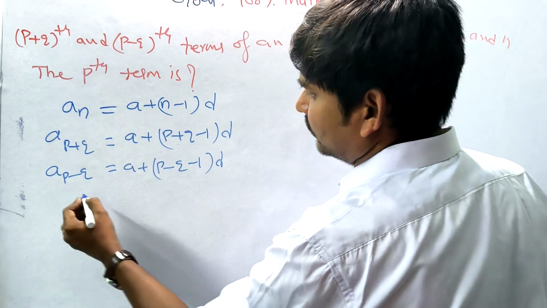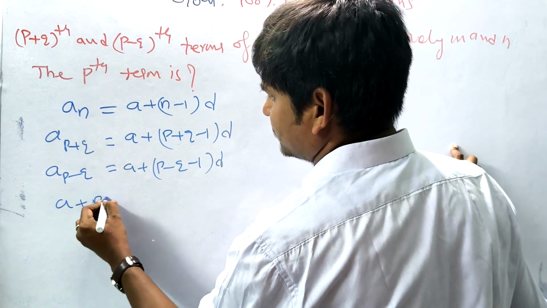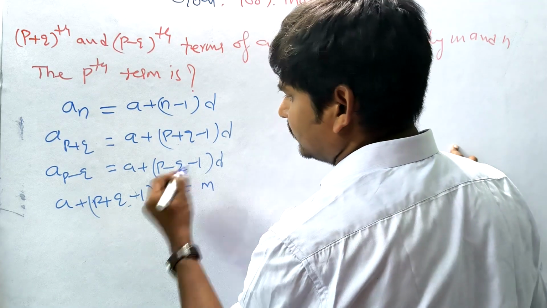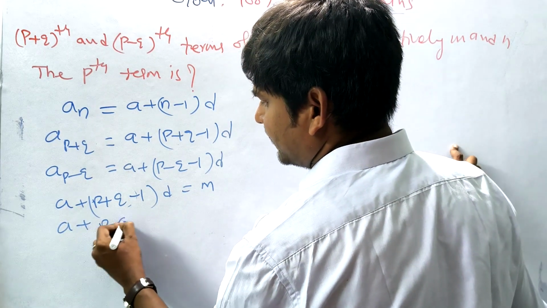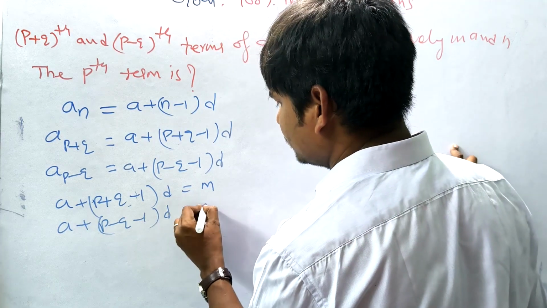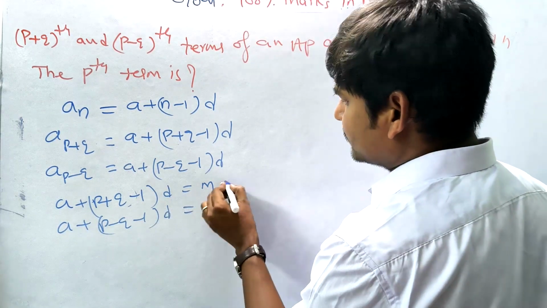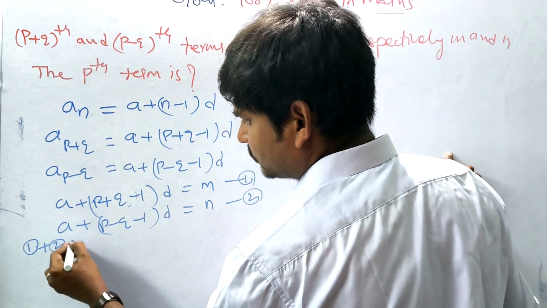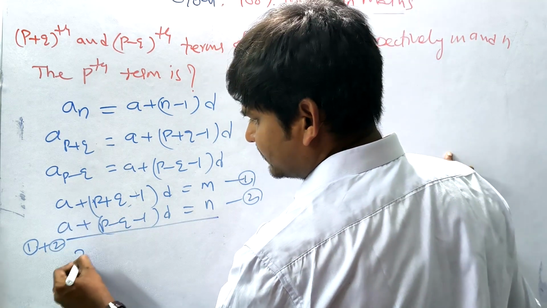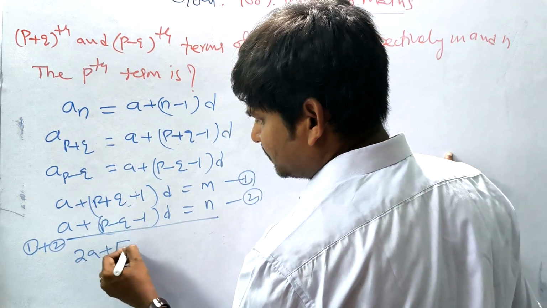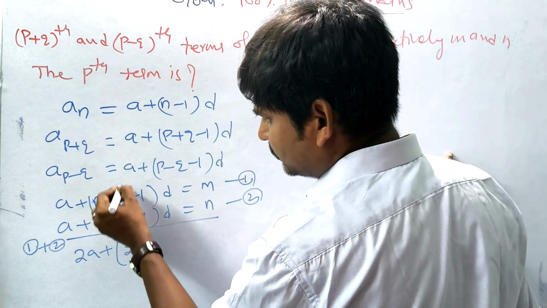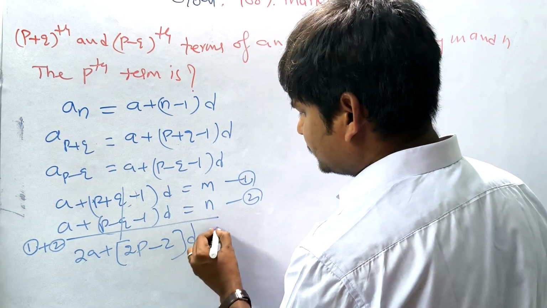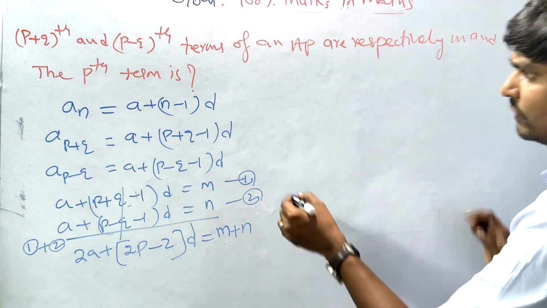Now replace it. a plus (p plus q minus 1) into d is equal to m. Now a plus (p minus q minus 1) into d is equal to n. This is equation 1 and this is equation 2. If you add 1 plus 2, what will you get here? a plus a is 2a, p plus p is 2p, q minus q gets cancelled, minus 1 plus minus 1 is minus 2, into d, equal to m plus n. Clear all of you? Now I am solving here.